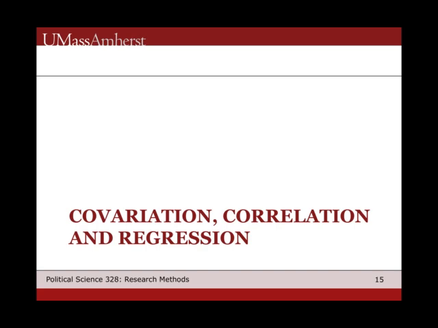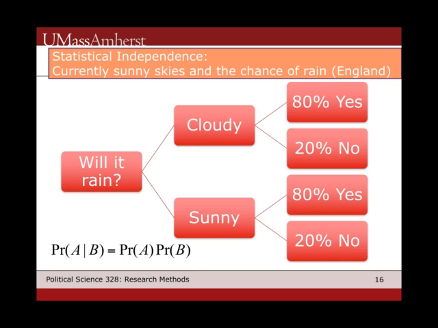It's a notion that's very closely related to independence: correlation, and regression. So again, when we looked earlier, we saw this idea of statistical independence, where you were looking at the probability of one variable depending on the probability of the other, or the values in one variable depending on the value of another variable. So this is, for example, what independence looks like, right? Where the chances of it raining are equal depending on whether it's cloudy or sunny, which of course happens in England, not so much in Amherst.